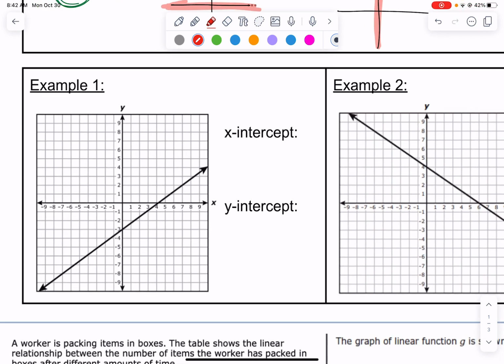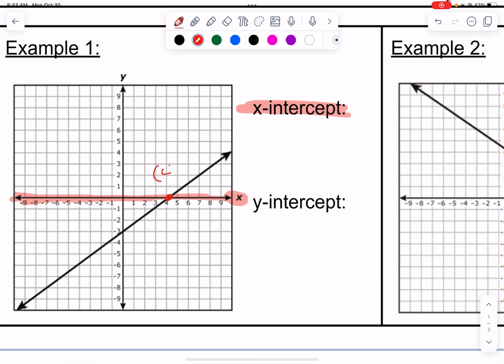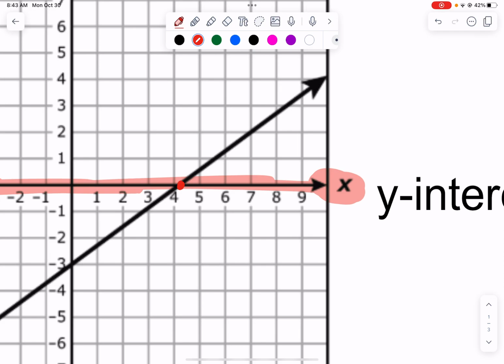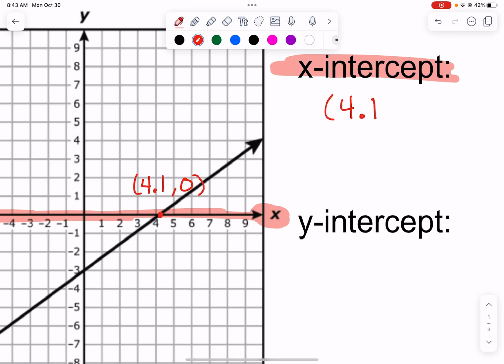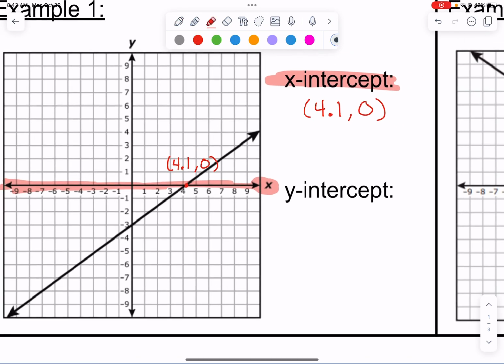But for example 1, it says x-intercept, that's on the x-axis. So our x-intercept is 4, 0, or is it really 4, 0? It's like 4.1, really, 0. That's your x-intercept, 4.1, 0. Then you have your y-intercept, which is on the y-axis, and that is, remember, 0 comes first, 0, -3.